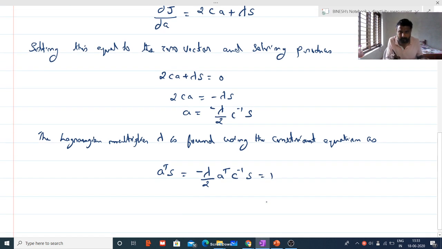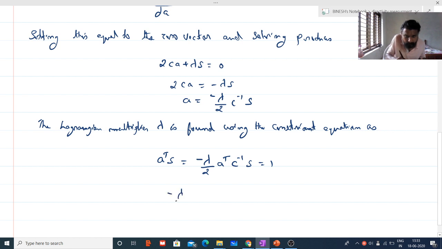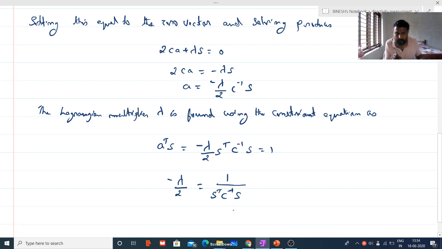So in general you can write minus lambda by 2 equal to 1 by, sorry, this is S transpose, not A transpose. Minus lambda by 2 equal to 1 by S transpose C inverse into S. Is it correct now? 1 by S transpose C inverse into S.